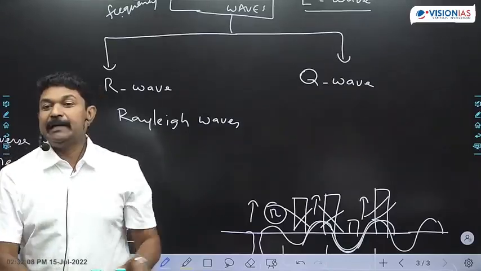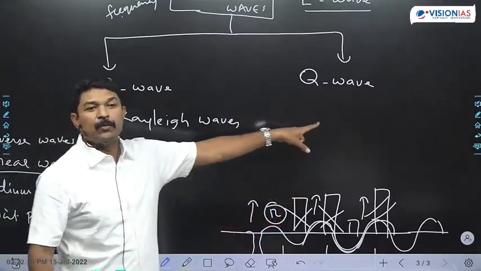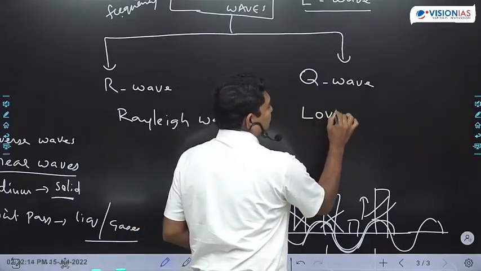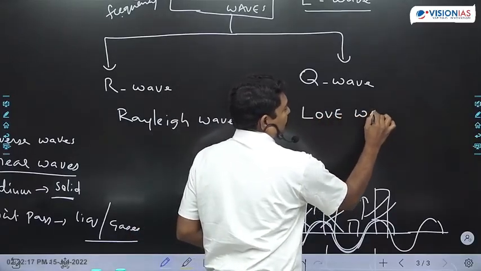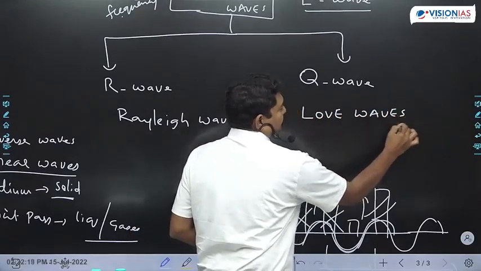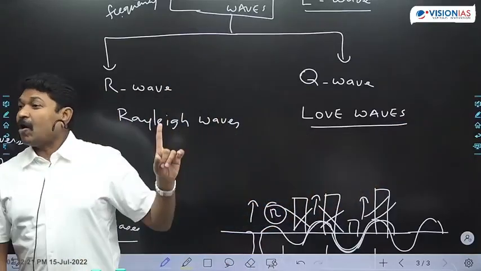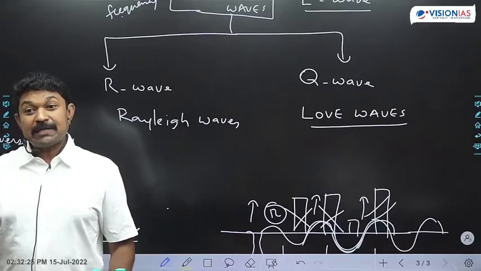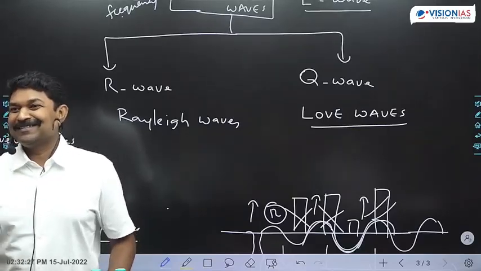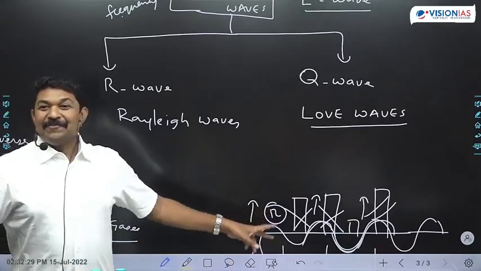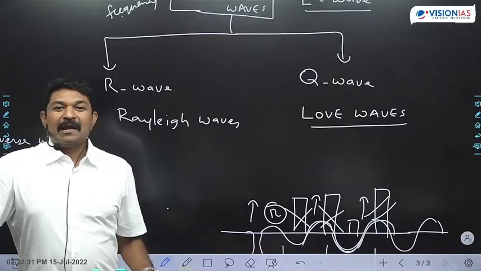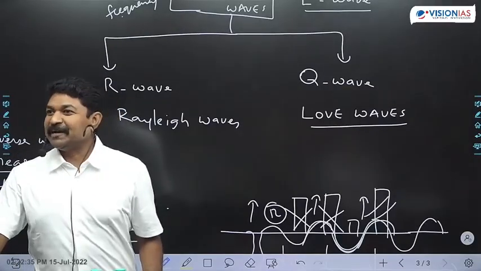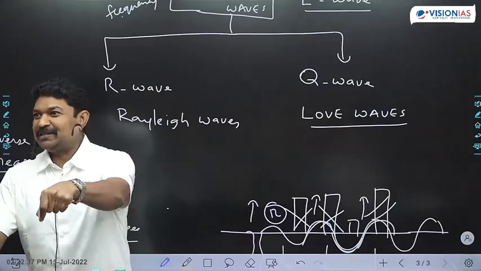That is the deadly dangerous wave called the Q wave, which is also called the love wave. Why? Because love is more destructive in life. If there is a question like, love waves are highly destructive, explain, then don't get jubilated, saying, yes sir, out of all the questions, I know only this question.